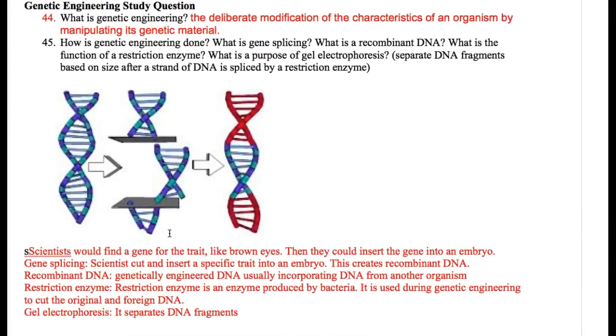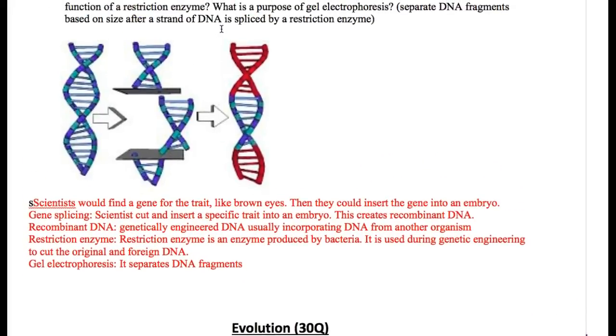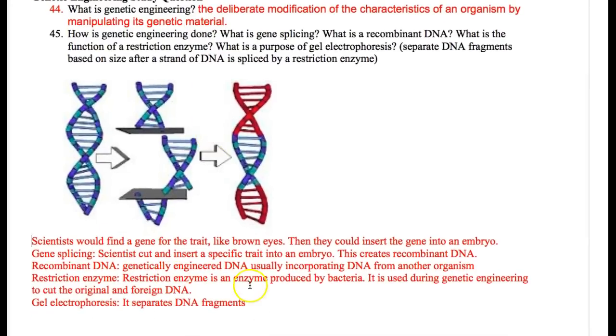Next one. Oh, we're almost done. What is genetic engineering? It's when you're modifying the genetic material in order to change something within an organism. That's genetic engineering. The next one is right here. How is it done? You would do something called gene splicing. You take a DNA and you splice it, and then you replace it with something else. Okay, so that's gene splicing. You literally cut the gene open, but not with scissors. You have enzymes that can do that.